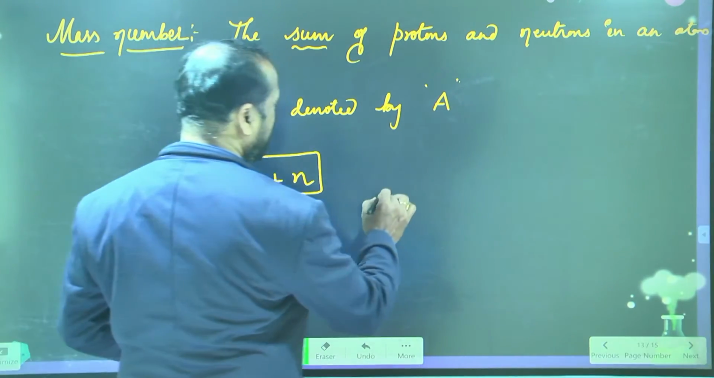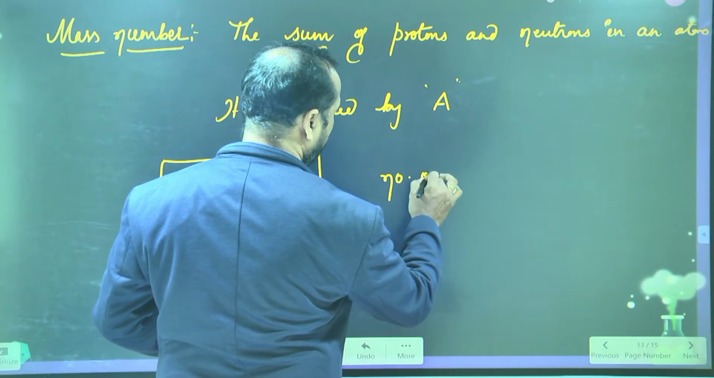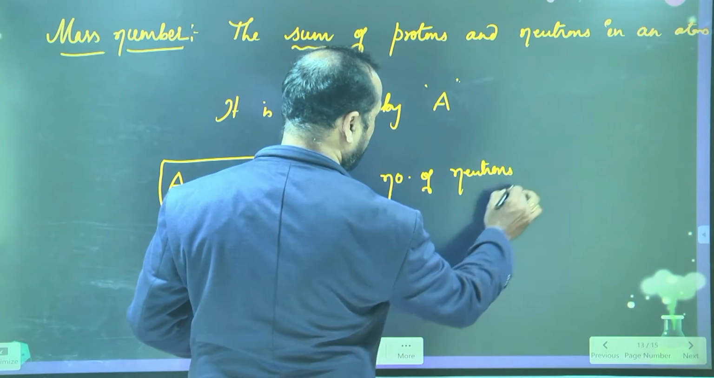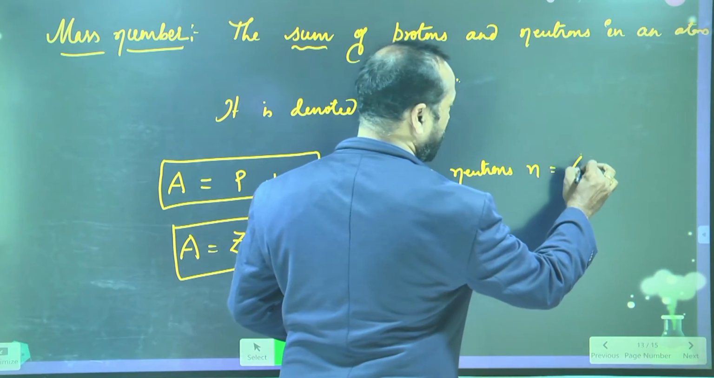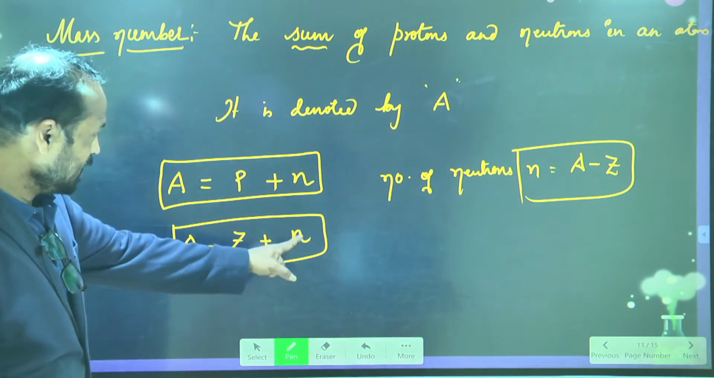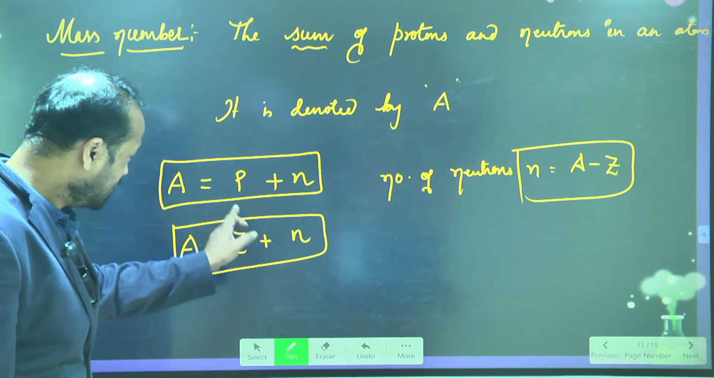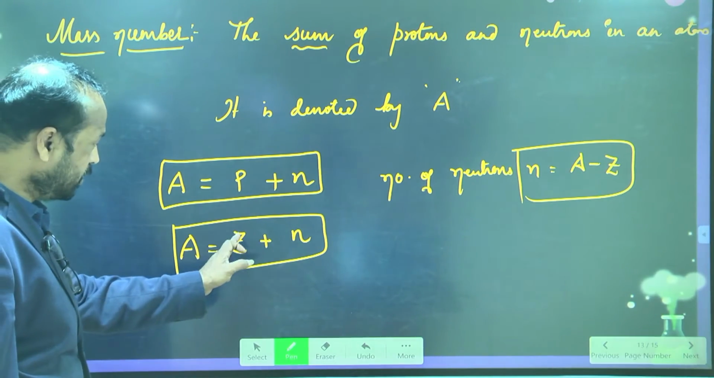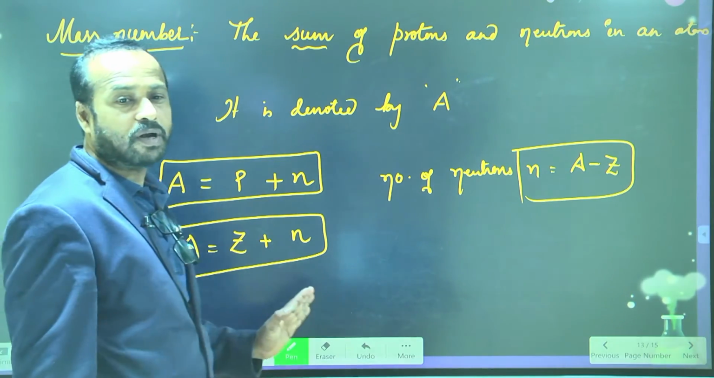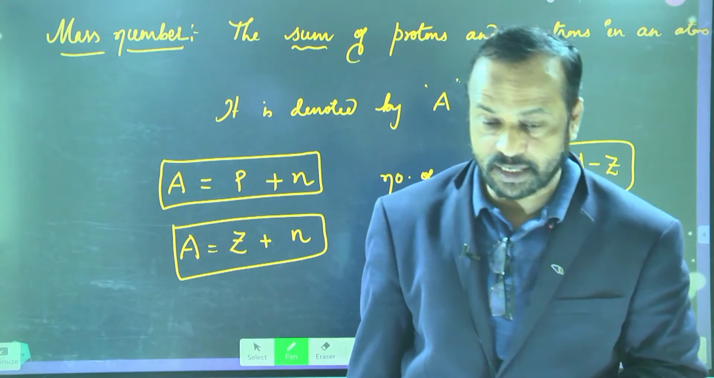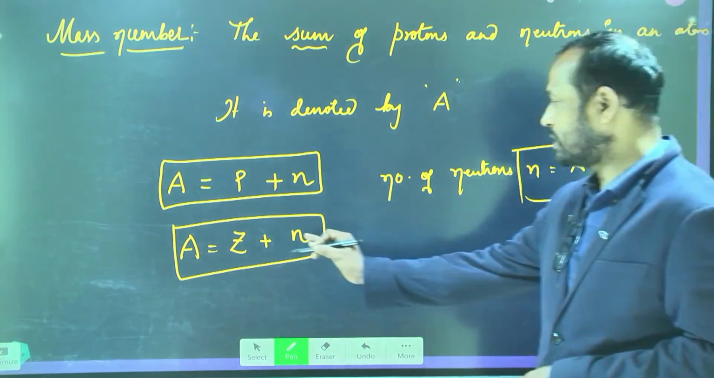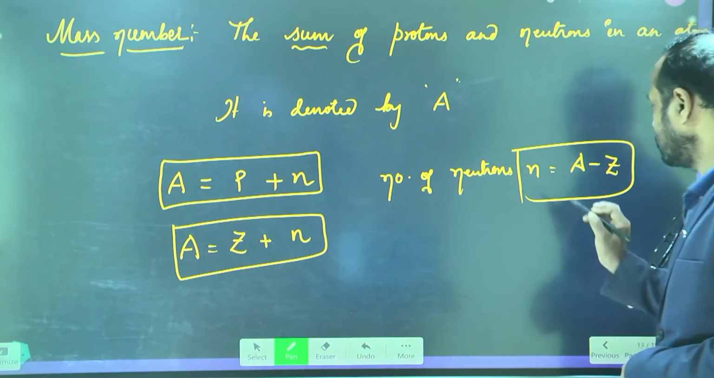And if I want to find the number of neutrons in any atom, what is the formula then? N is equal to A minus Z. Yes or no? Because A is equal to Z plus N. I want N to stay there, and Z I am bringing to the other side. You already know from mathematics, when you move a term from one side to the other side, its sign changes. So this plus Z becomes minus Z. So N is equal to A minus Z.